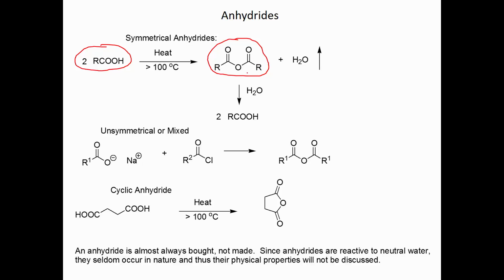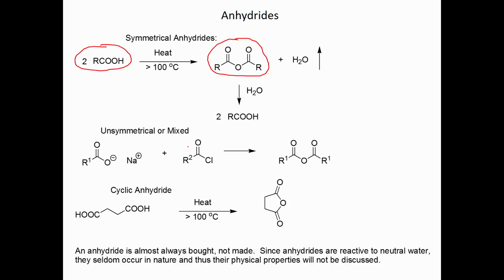In most cases, an anhydride will react with just plain old neutral water to regenerate 2 moles of the carboxylic acid. There are a few examples of water-stable anhydrides, but for the most part, they do react with water. Not quite as vigorously as acid chlorides do, but they're unstable in neutral water solution. Okay, this is how we make a symmetrical anhydride.